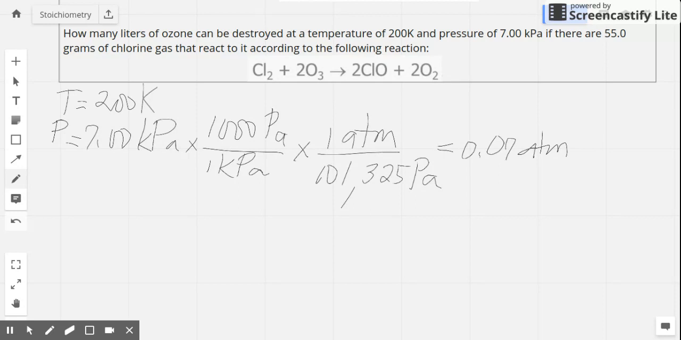And then aside from that, we're given 55.0 grams. So our mass, which is 55.0 grams, we need to convert to moles because we need the moles in the ideal gas law. So that means we need to multiply this by the molar mass of your Cl2. Remember, this is diatomic. Chlorine gas is Cl2, so that means that's 2 times 35.45 grams. So that is 70.9 grams for every 1 mole. That's your molar mass of Cl2.